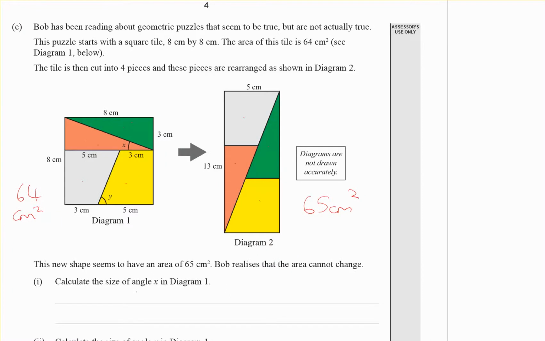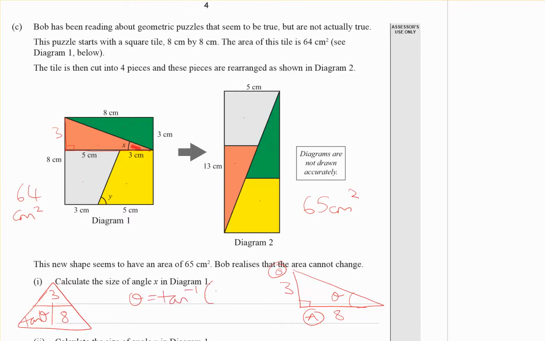New shape. Calculate the size of angle X in diagram 1. So what have we got? We've got a side of 8 and a side of 3, and that's a right angle because it's a square. So good technique, pull out the triangle that you want. 3, 8, and I want that angle, we'll call it theta. So I've got the opposite and adjacent. Sounds like a problem for tan. TOA, opposite over adjacent, so theta is going to be tan to the minus 1, 3 over 8.